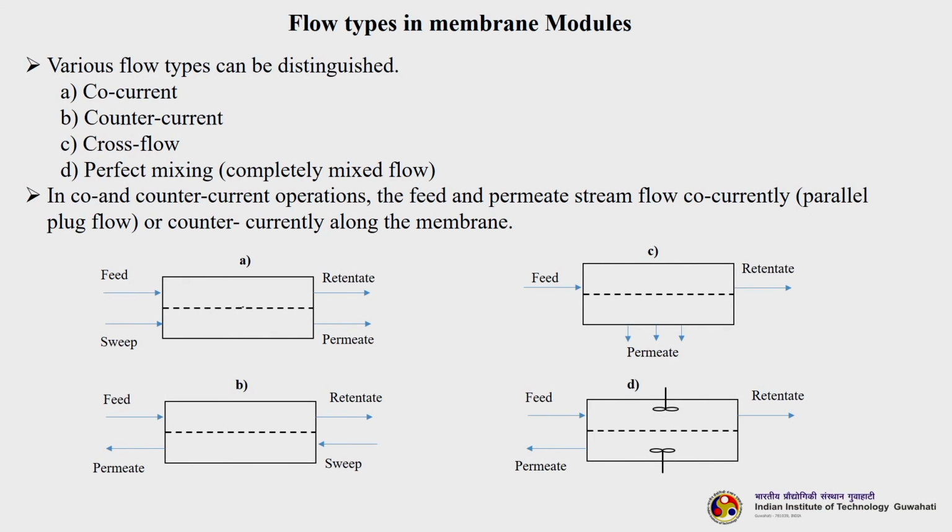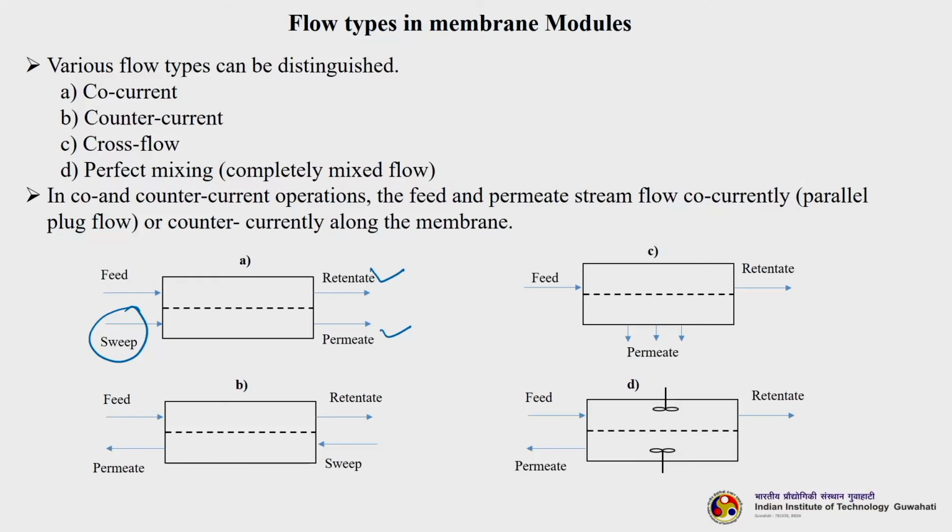So, in co and counter current operations, the feed and permeate stream flow co-currently, which is called parallel flow, plug flow, or counter currently along the membrane. So, the first case is co-current flow. Here you can see feed is entering from one direction, and we get retentate and permeate on the same side, and we can have a sweep. Sweep is optional, sweep is not mandatory. Actually, sweep helps in reducing concentration polarization also.